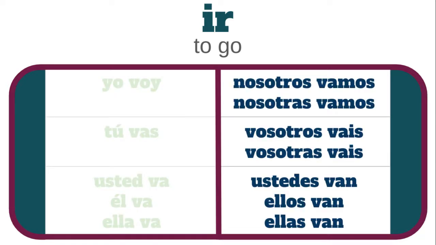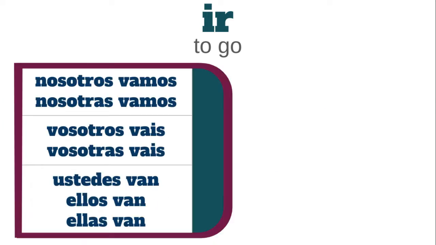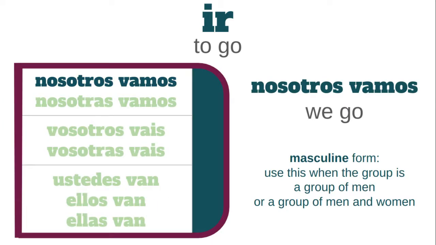For the plural forms on the right side of our chart, we have nosotros vamos, nosotras vamos, vosotros vais, vosotras vais, ustedes van, ellos van, and ellas van. And we will look at them one by one. So the first one was nosotros vamos. That means we go. Nosotros vamos.